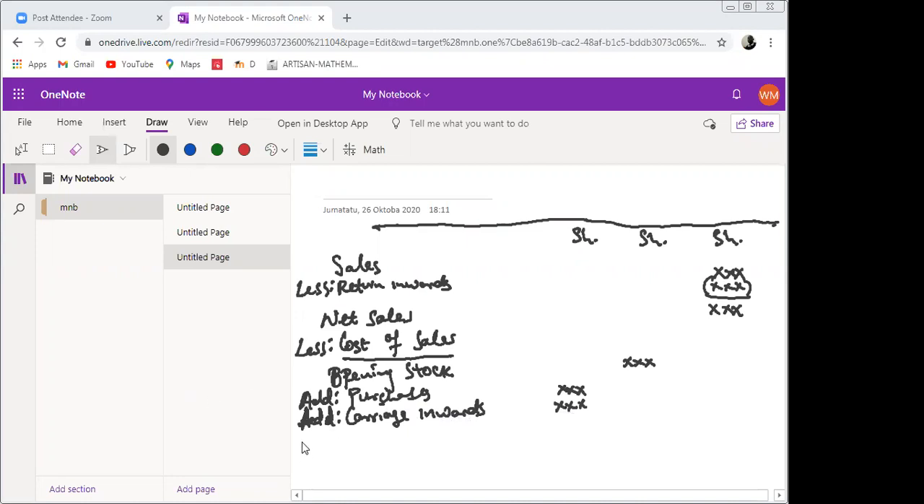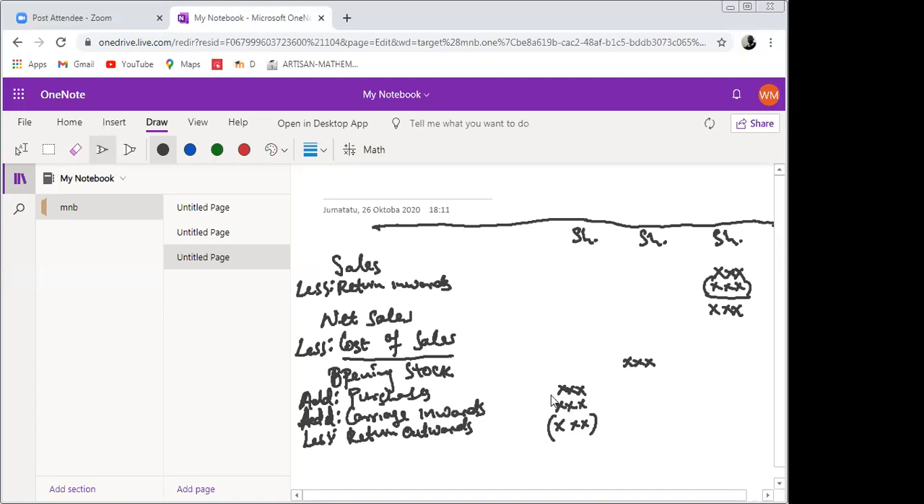Having done that, we normally less the return outwards. The return outwards is the value of the goods that you had purchased, but because of one reason or the other, you don't need them, or they don't qualify to be retained because they don't conform with the specification that you made. So if you return them, you normally less. And in accounting, any figure that you deduct, you normally put in brackets.